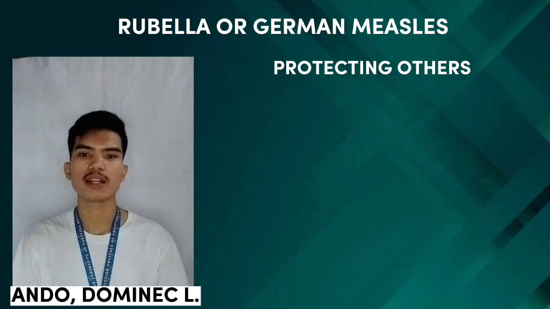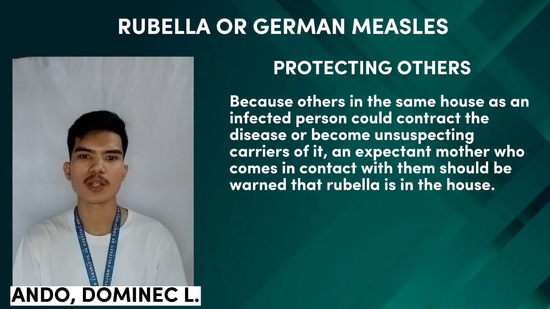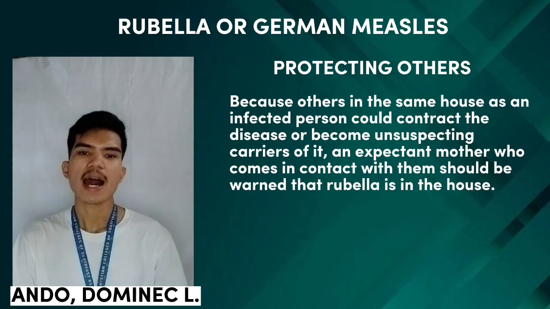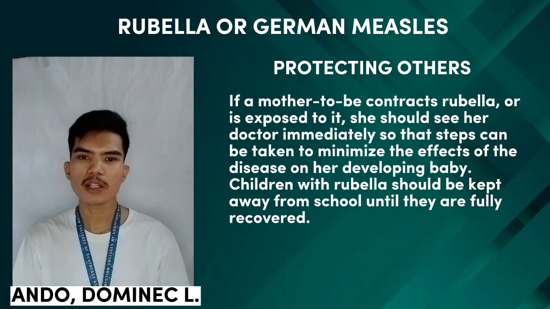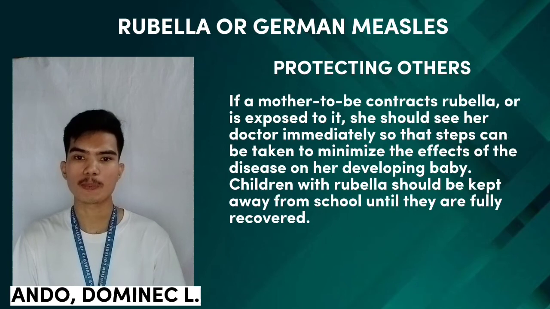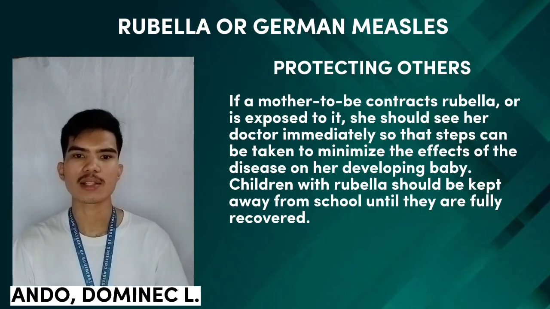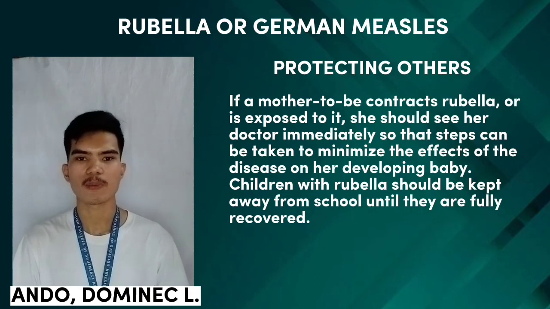So how to protect others from rubella? Because others in the same house as an infected person could contract the disease or become unsuspecting carriers of it, an expectant mother who comes in contact with them should be warned when rubella is in the house. If a mother-to-be contracts rubella or is exposed to it, she should see her doctor immediately so that steps can be taken to minimize the effects of the disease on her developing baby. Children with rubella should be kept away from school until they are fully recovered.